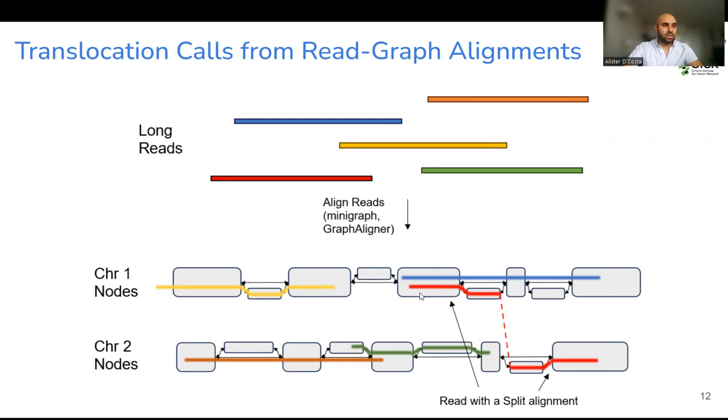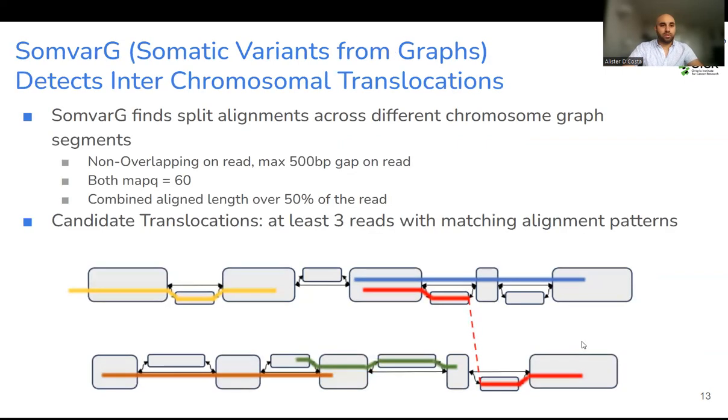That is, a portion of it would align to nodes that represent 1 chromosome, while a portion of it would align to nodes that represent another. And we can still interpret this pattern of split alignment from reads to a pangenome graph alignment and infer translocations from it. And this is the core of what our tool SomVarG is doing, somatic variants from graphs. It's a tool that is looking to detect interchromosomal translocations based off the alignments of reads to a pangenome graph rather than reads to a linear reference graph.